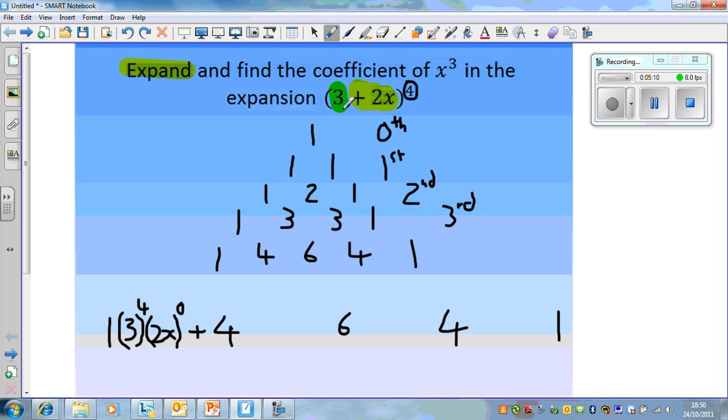Right, 4 lots of the first number, but not to the power of 4 this time, it's going to be to the power of 3. So we take the power down, and look at that, that's all lovely jubbly. The second number is going to be to the power of 1. Now notice, the powers always add up to 4. If they don't add up to 4, you've done it wrong.